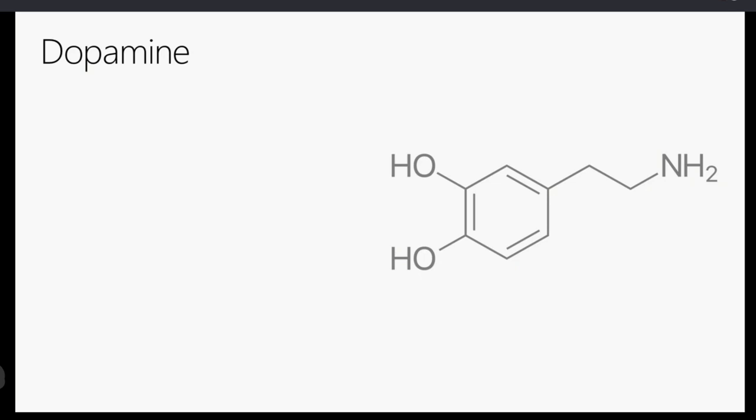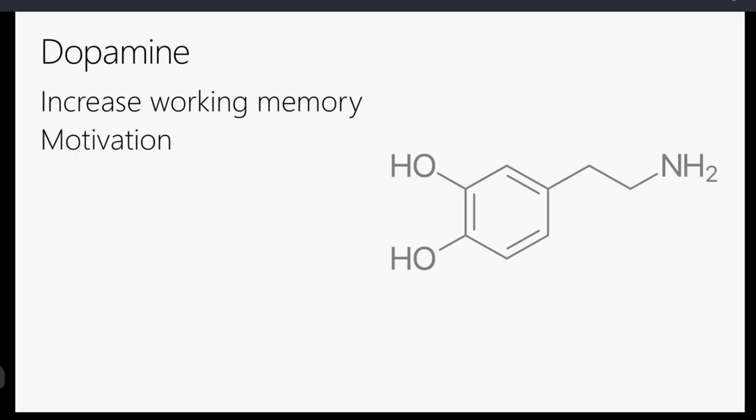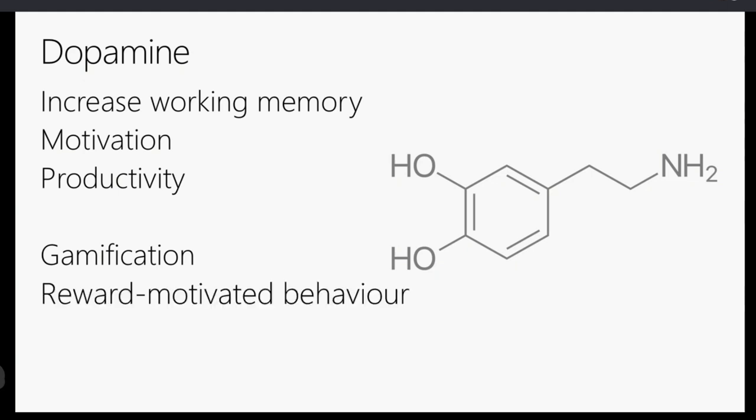So what can we do? Dopamine actually increases the working memory. It will make our users more motivated and more productive. To me, this sounds like awesome things to have in a user. So what can we do? We can add gamification. And I realize that that might not be the best solution for every application, but I will show you a couple of ways that you can add dopamine or gamification in your business app as well. And we can add reward-motivated behavior.